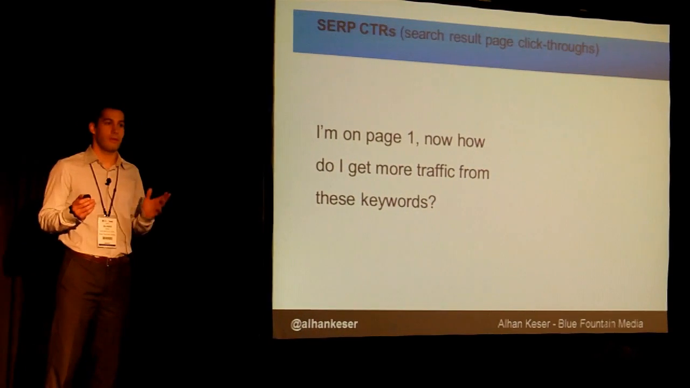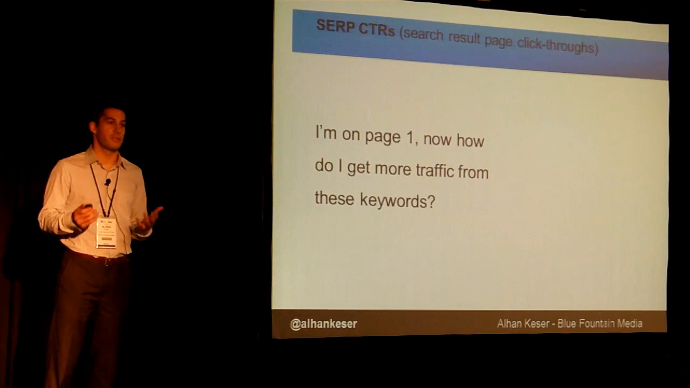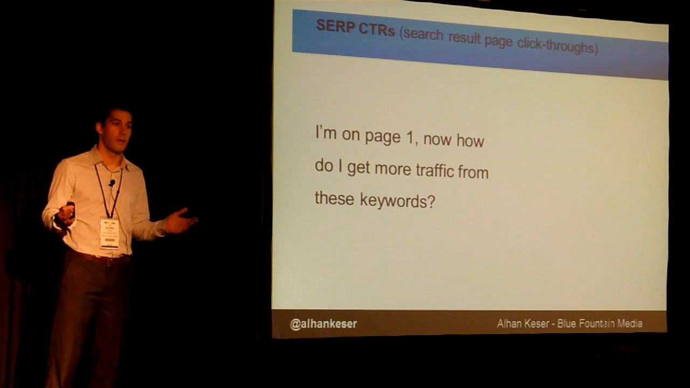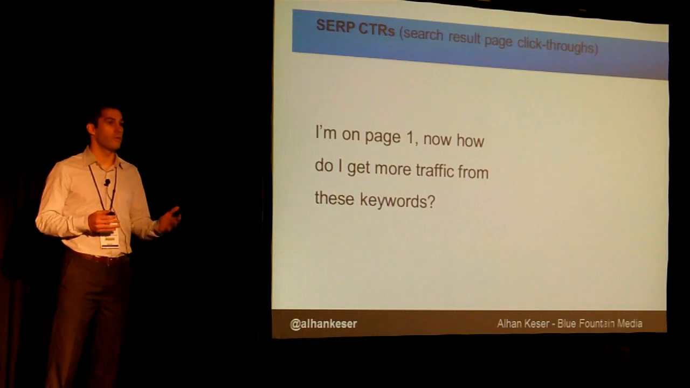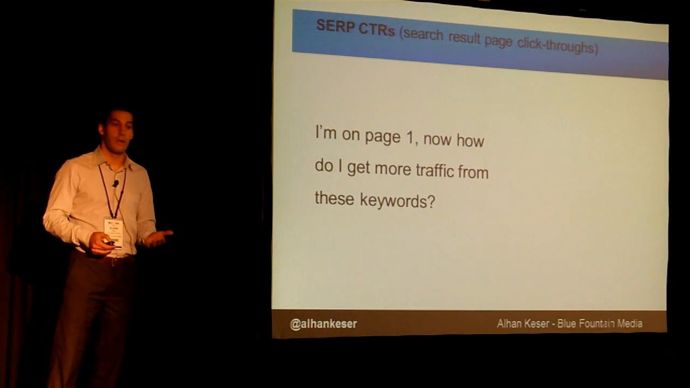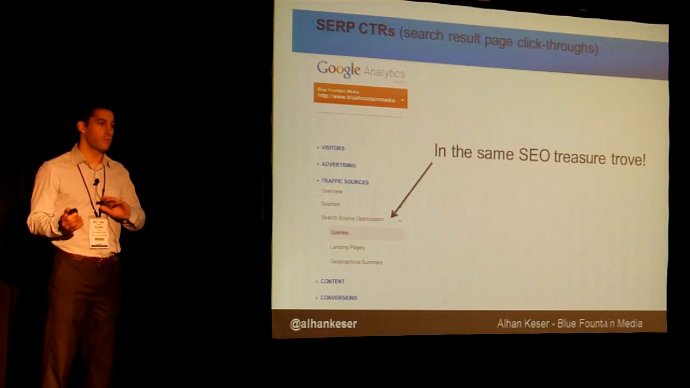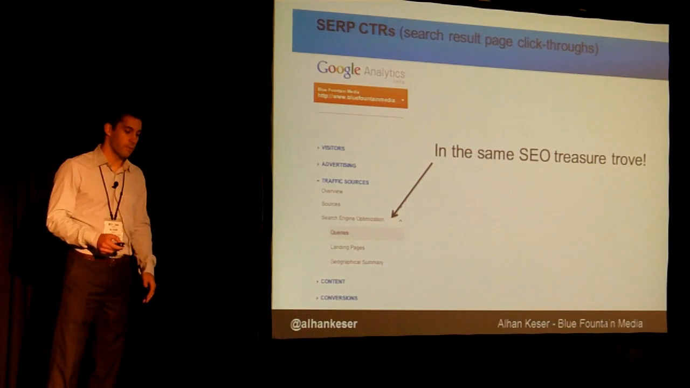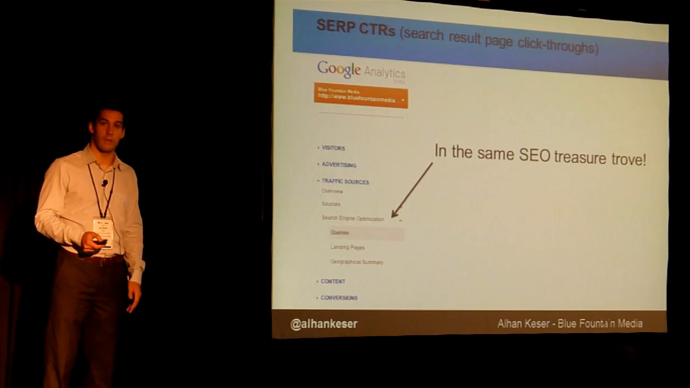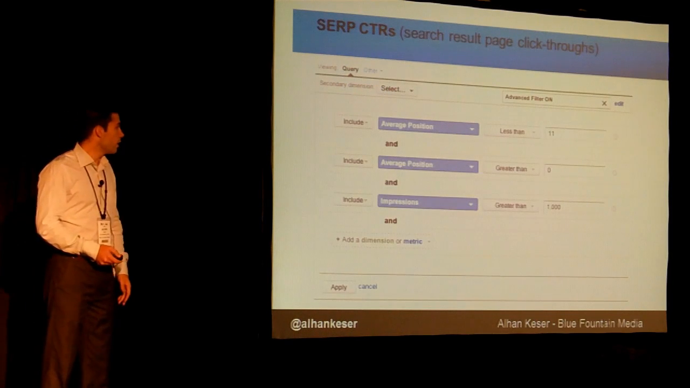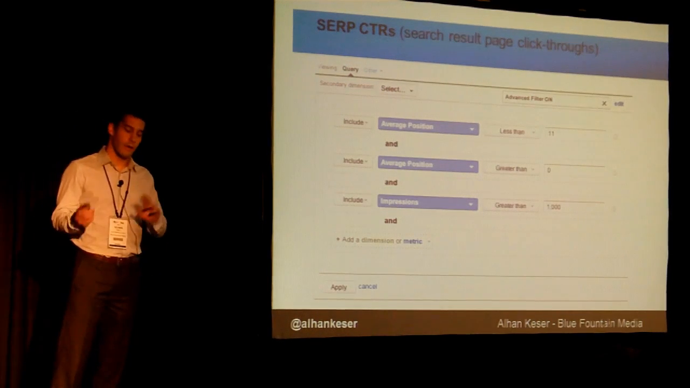Also, there's a problem with prioritization in SEO. There's so many keywords you could be targeting. How do you figure out which ones to go after first? The best way is to look at, once again, the same search engine optimization tab there. You can also, sorry, I got ahead of myself there.